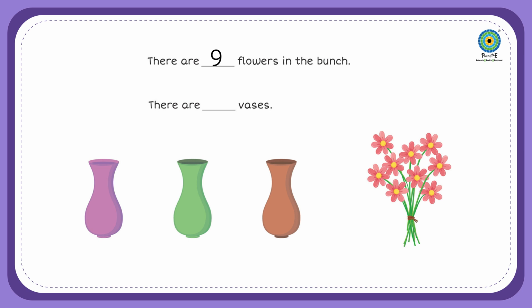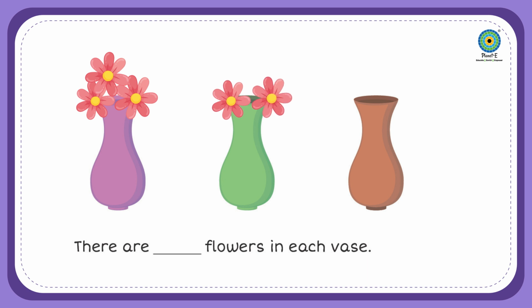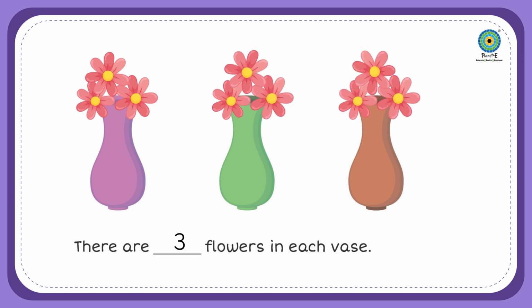Count the vases. 1, 2, 3. There are 3 vases. Each vase has how many flowers? 1, 2, 3. 1, 2, 3. 1, 2, 3. There are 3 flowers in each vase.